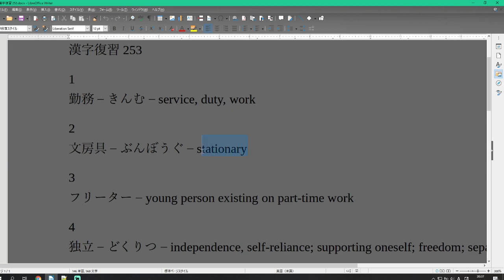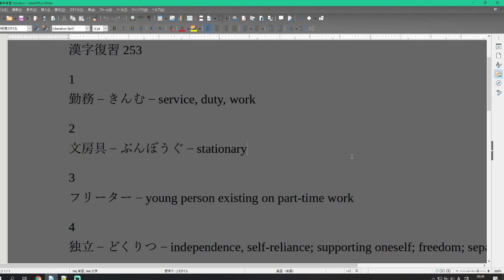Number 2 is bunbogu. Bunbogu is stationery. Bun on the left side is culture, bo in the middle is a house, and gu on the right side is tools. I like to think of stationery as a blank page, and much like a house, it is a space for which you can apply the tools of culture. So bunbogu, or stationery, is a space where you can apply the tools of culture.